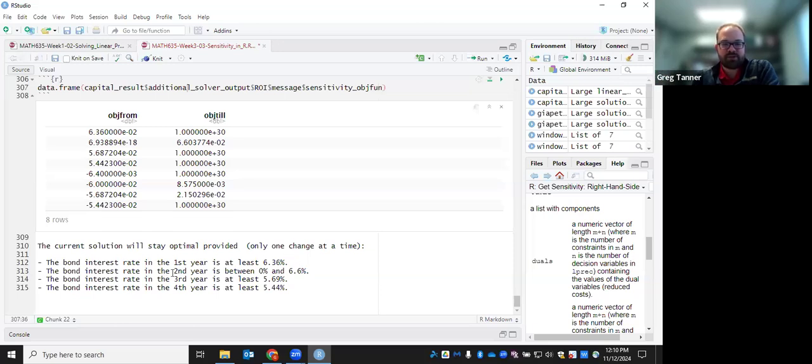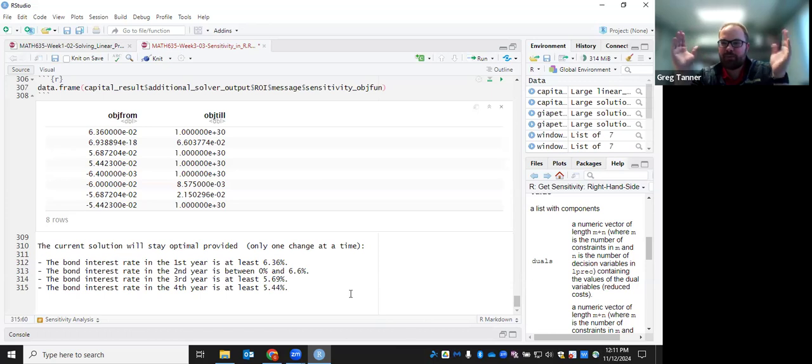The current solution will also stay optimal provided the second year interest rate is between 0 and 6.6%. If it were to go above 6.6%, then we'd probably choose to sell our bonds in a different year. In the third year, as long as the interest rate is over 5.7%, we're going to keep our same strategy. But if it were to drop below, we'd probably sell our bonds in year 3 instead of year 2. And similarly for year 4. So these are the thresholds in evaluating.